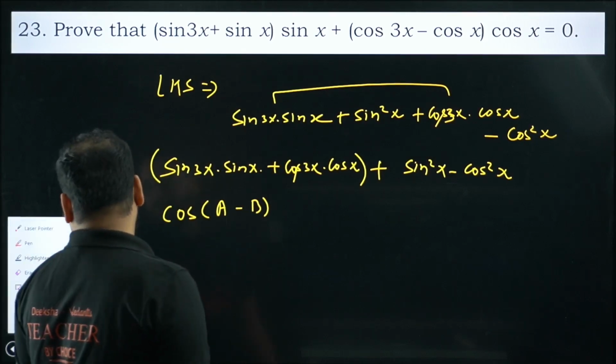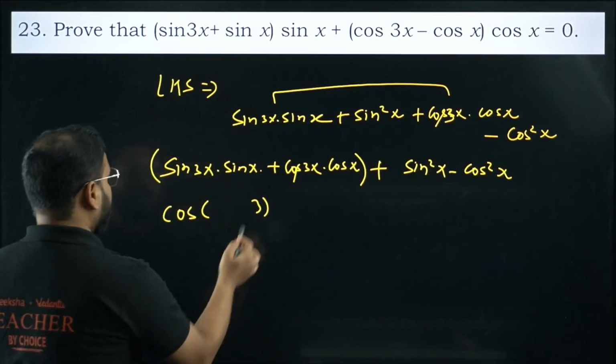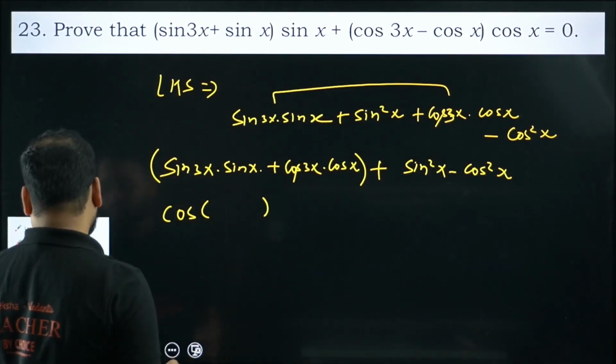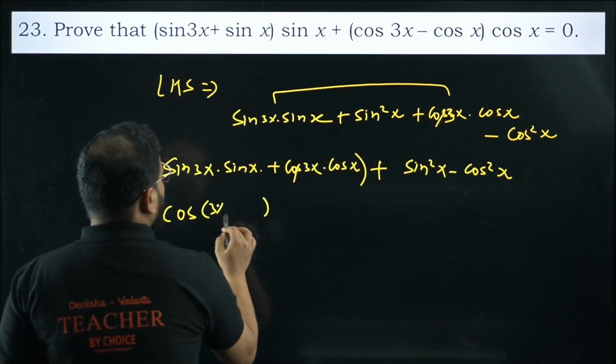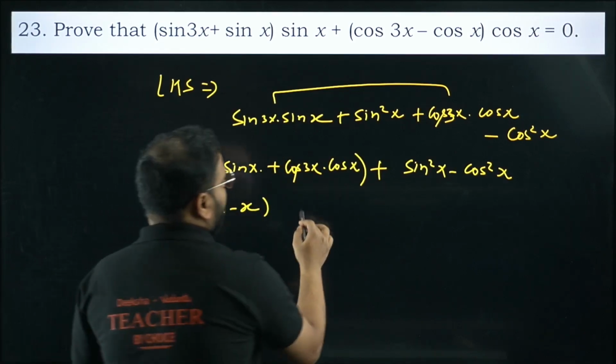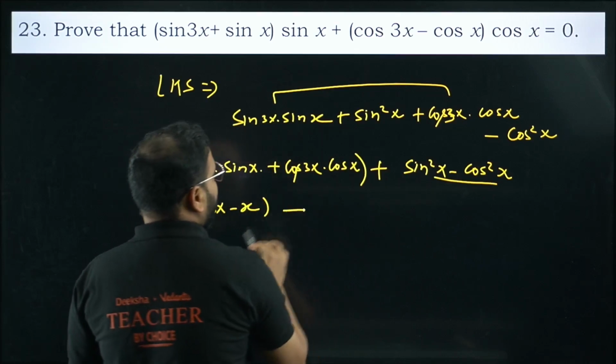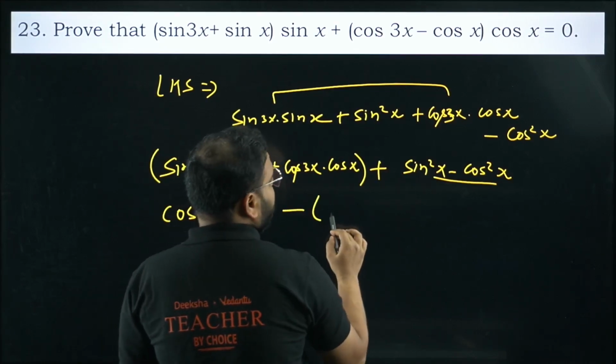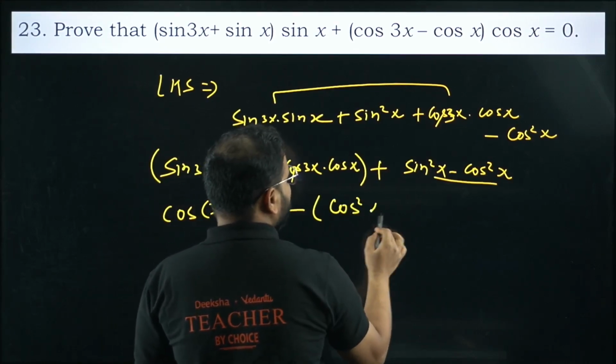In this case, it will become 3x minus x, not 2x. 3x minus x, okay? What I have over here, take minus sign common in this. What I get? Minus sign is common. It will become cos square will be positive, cos square x, and this will become negative.